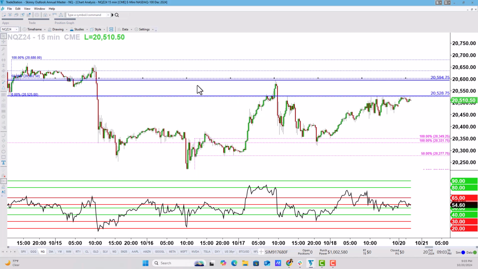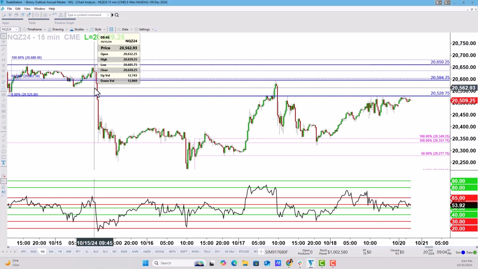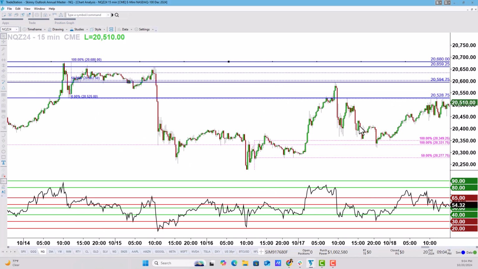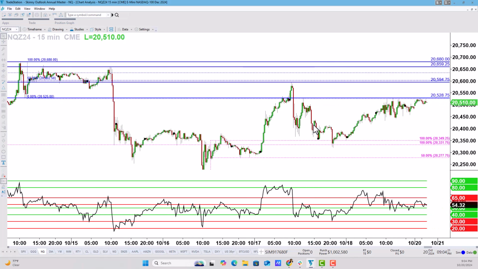Okay, so I moved the resistance levels out of the way. So now you can see the actual traded levels, 20,594.75. The next one would be here at 20,659.25. And then we have 20,680. So now you have 4 key resistance areas, and you can see that there are other resistance levels from the higher time frames adding to those. All right, that's great for resistance.